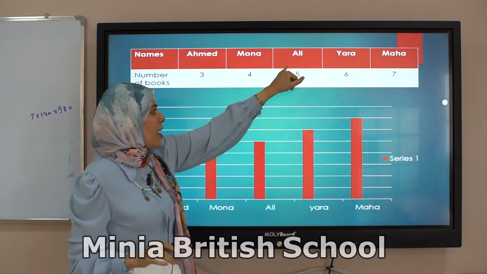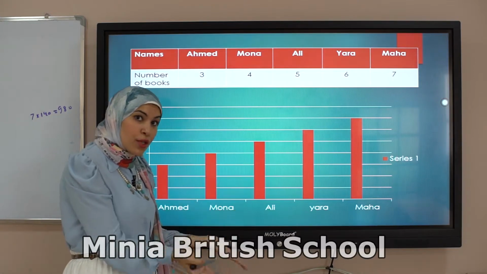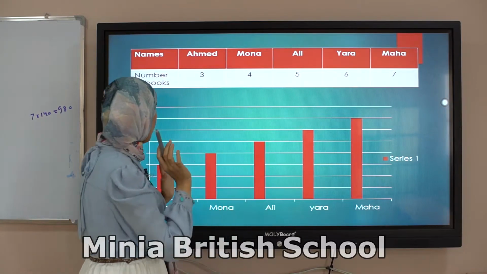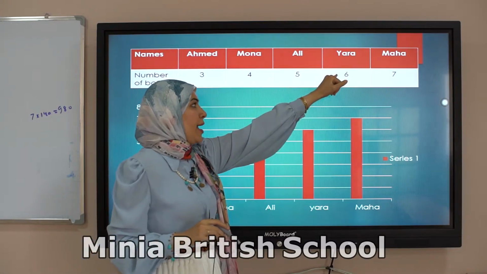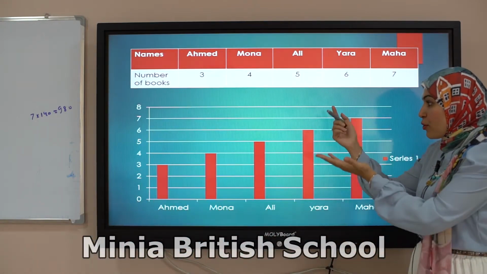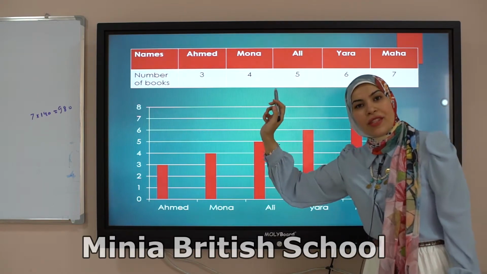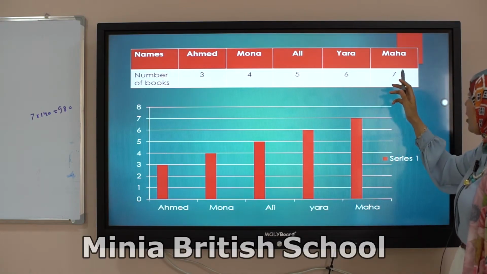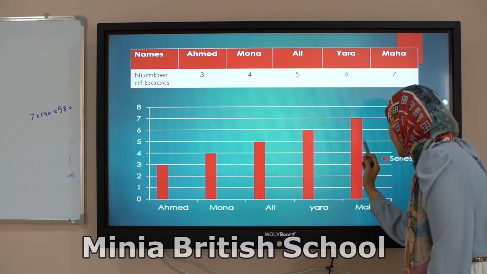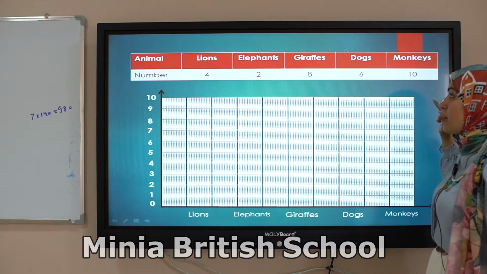And Ali, Ali has 5 books. Okay, so I color from down to up to reach number 5. This is number 5. Okay. Yara has 6 books. So here I color from down to up to reach number 6. So I color to reach number 6. This is right. And then Maha has 7 books. So I color from down to reach number 7. Okay? Okay, let's see another exercise.